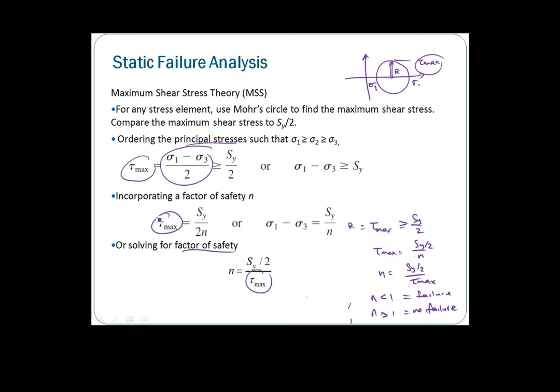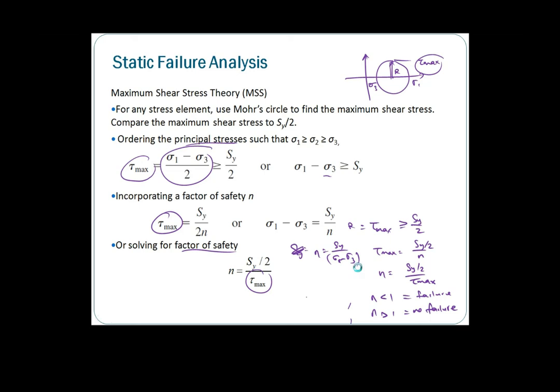In the case where you are using the principal stress itself, then you have to use maximum minus minimum. Sigma 1 minus sigma 3 larger than Sy, or incorporating the factor of safety, sigma 1 minus sigma 3 equals Sy over N. So N equals Sy over (sigma 1 minus sigma 3). All right, so that is the difference between our maximum and minimum principal stresses. That is the theory of MSS.